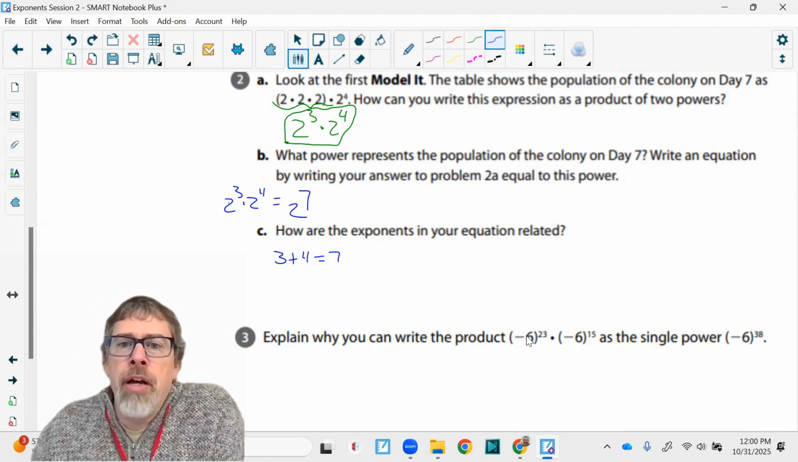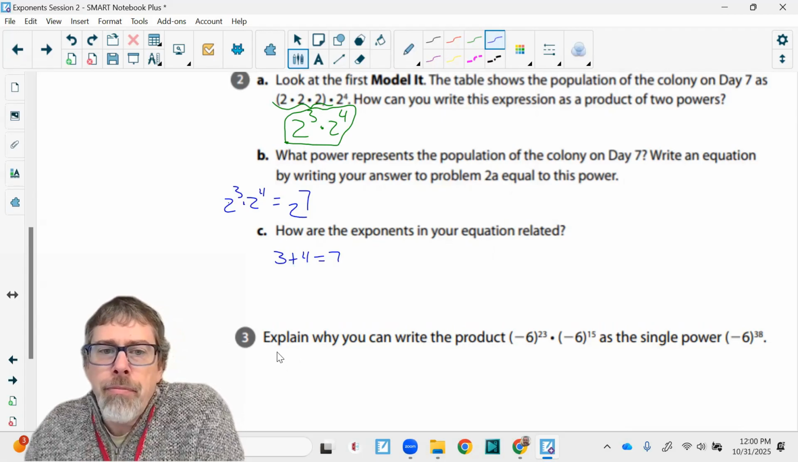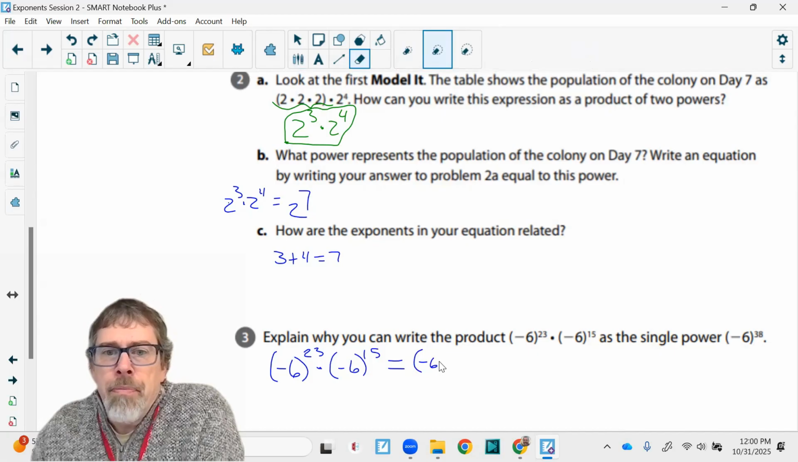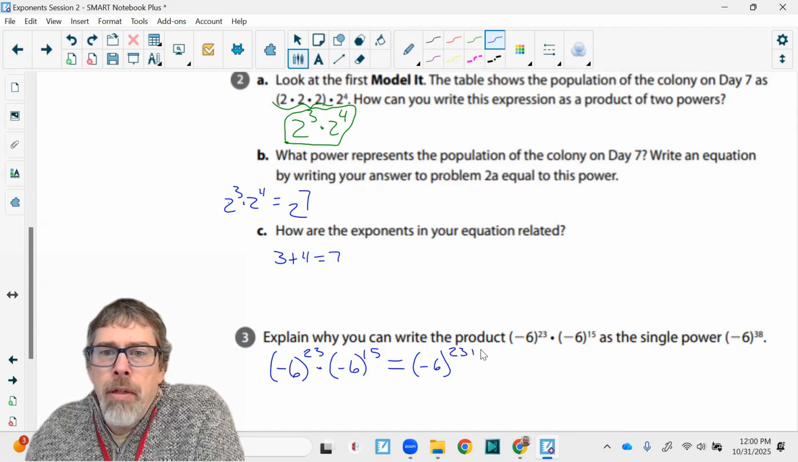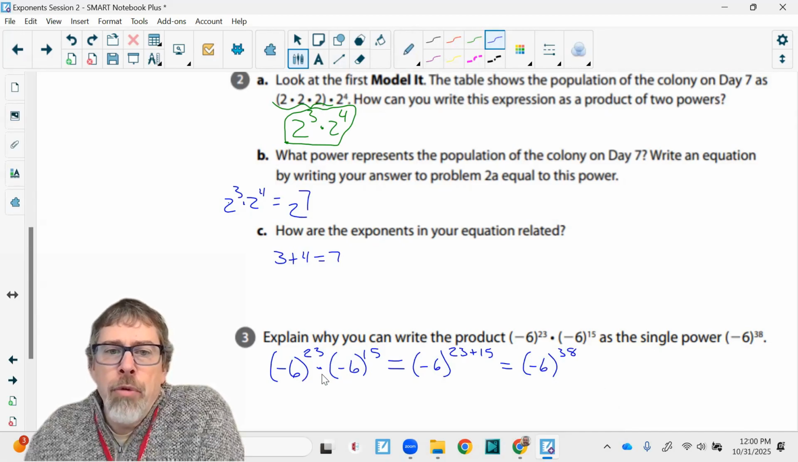Explain why you can write the product of negative 6 to the 23 times negative 6 to the 15 as a single power of negative 6 to the 38. Well, the base stays the same, and what we do is we add the exponents. So that'd be 23 plus 15, and that would be negative 6 to the power of 38. Okay, so whenever we're multiplying the same base, the exponents get added.